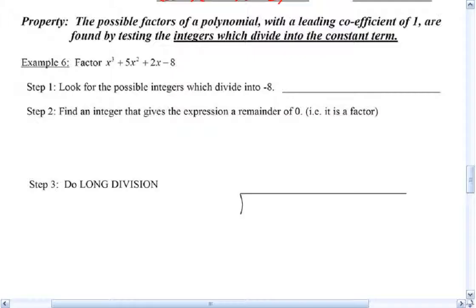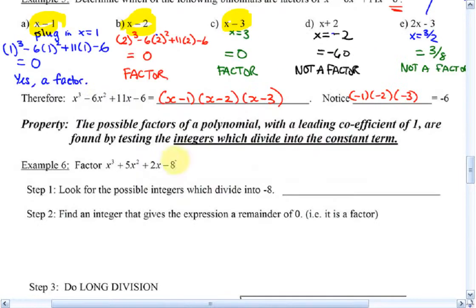This is an extension of the quadratic unit. We know how to factor quadratics, okay? So what I'd like you to do is now factor cubics, all right? So these are all cubic equations. You see x cubed? And I'm going to show you now how you can factor them.